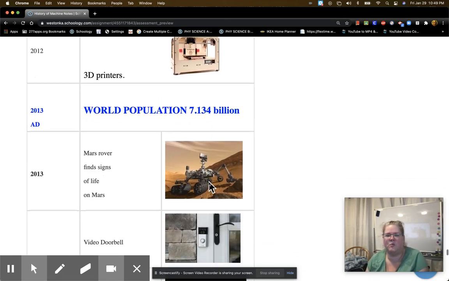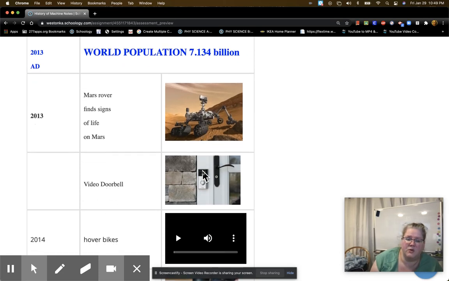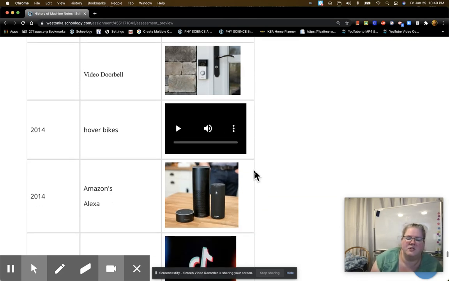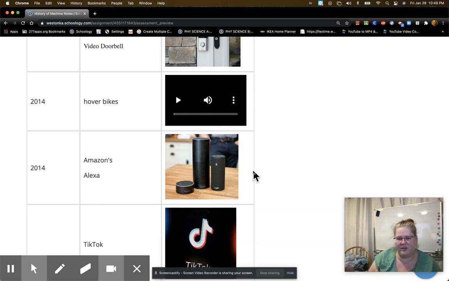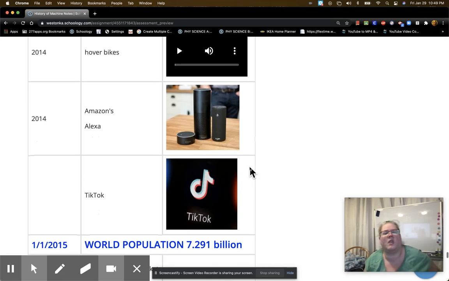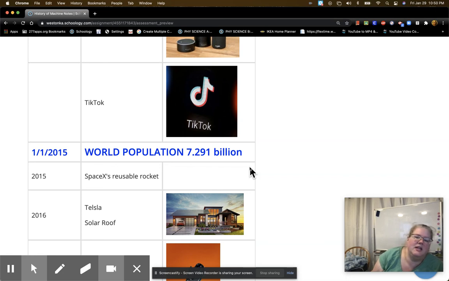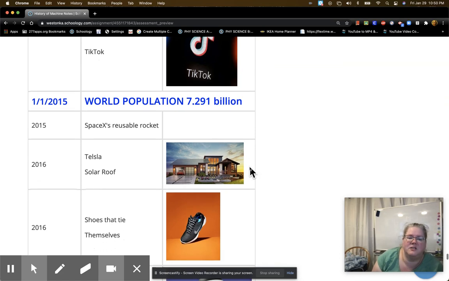It's just now starting to become where we actually have them in schools. 2013 world population is 7.134 billion, or 7,134,000,000. Mars rover finds life on Mars. We have the first video doorbell. Hover bikes, you can look at that if you want. They haven't really come into mass market, but they figured out how to harness kind of like a hovercraft technology into kind of like a bike. Amazon's Alexa's been around. TikTok. 2015 world population is 7.291 billion. SpaceX uses its first reusable rocket in 2015.